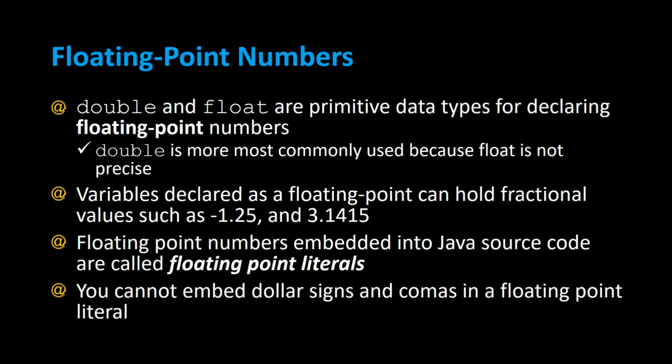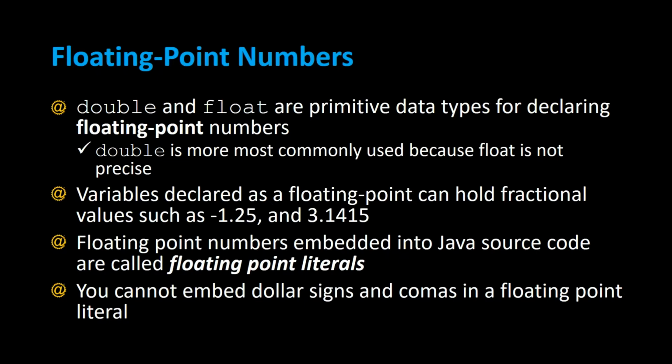Double and float are primitive data types for declaring floating point numbers. Double is more commonly used because float is not very precise. Variables declared as floating points can hold fractional values such as -1.25 and 3.1415. Floating point numbers embedded into Java source code are called floating point literals. You cannot embed dollar signs and commas in a floating point literal.